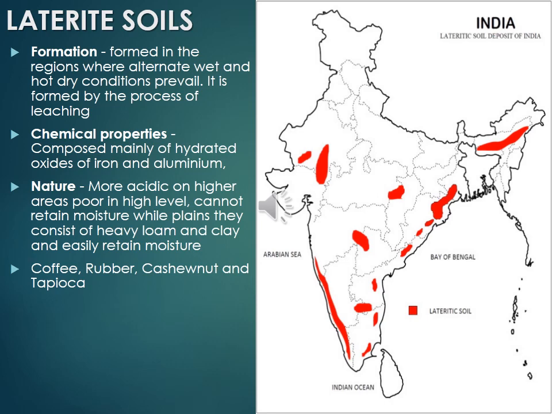So what are the crops grown in laterite soil? Coffee, rubber, cashew nut, and tapioca. These are the crops grown in laterite soil.